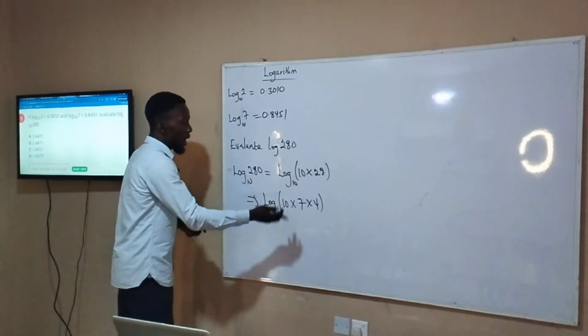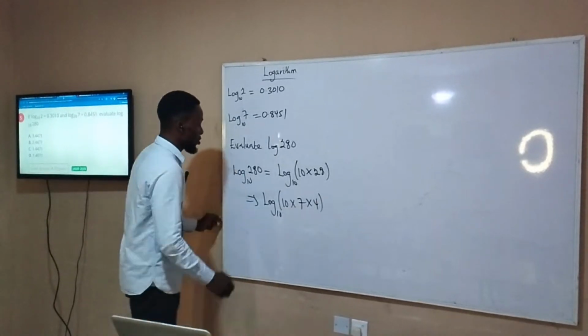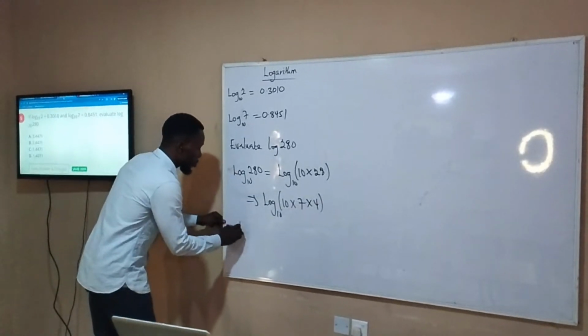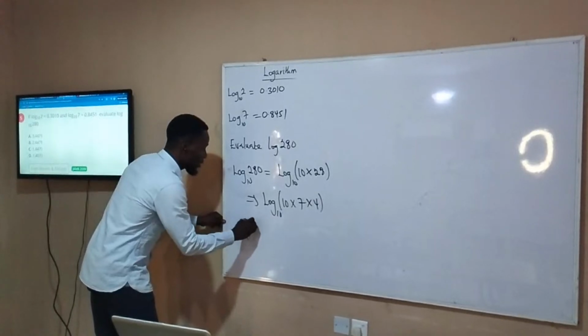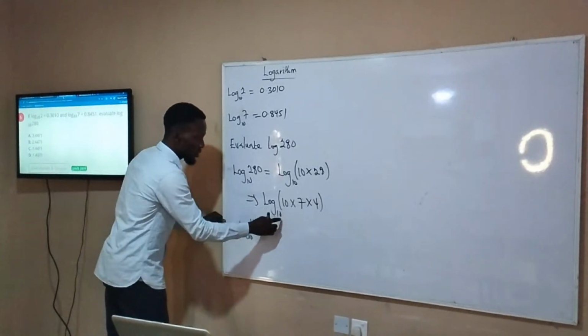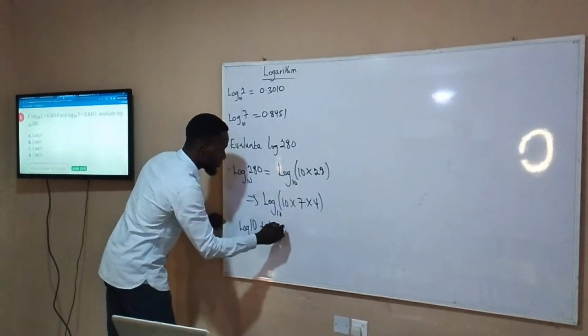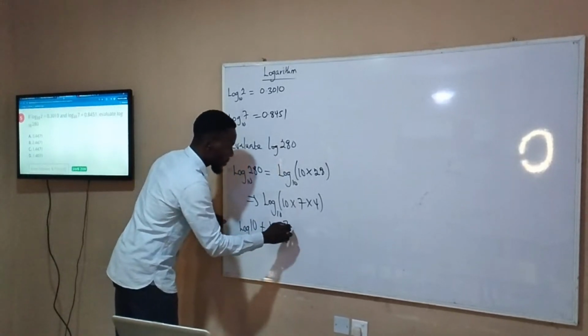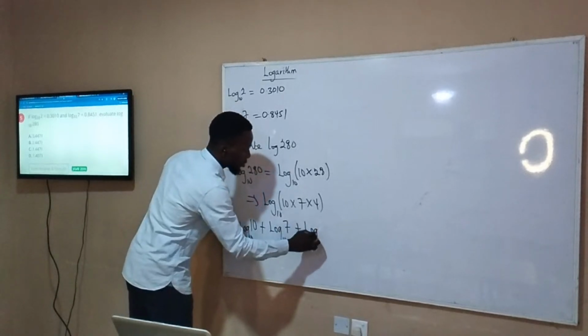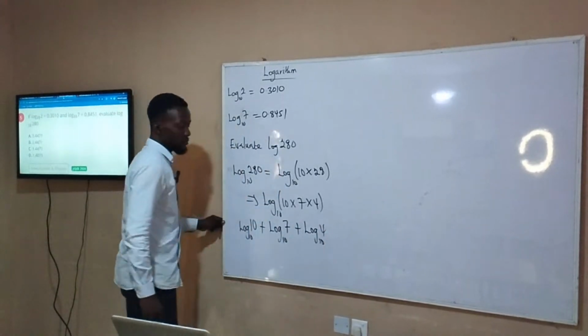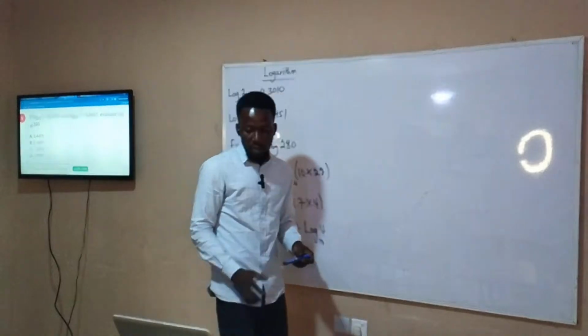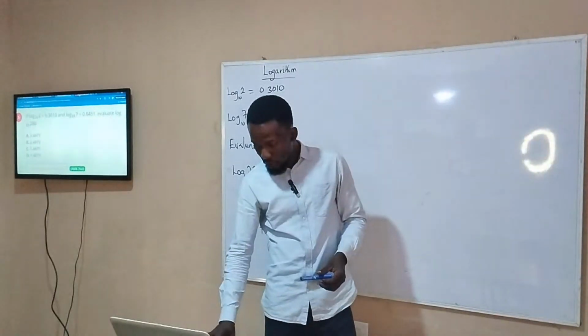So we have to apply the first law. Since everything is multiplication, I'll be having log 10 base 10 plus log 7 base 10 plus log 4 base 10. That is what I'll be having. Let us see.